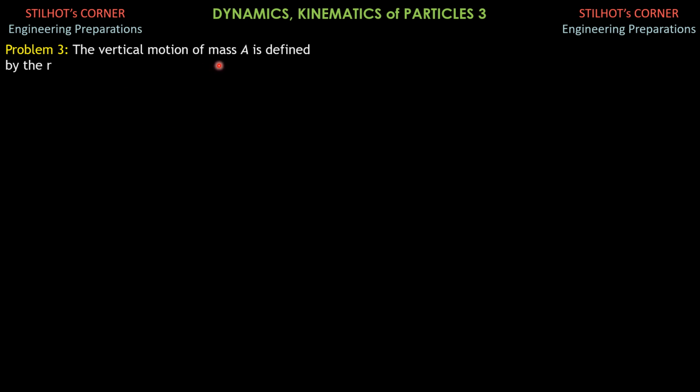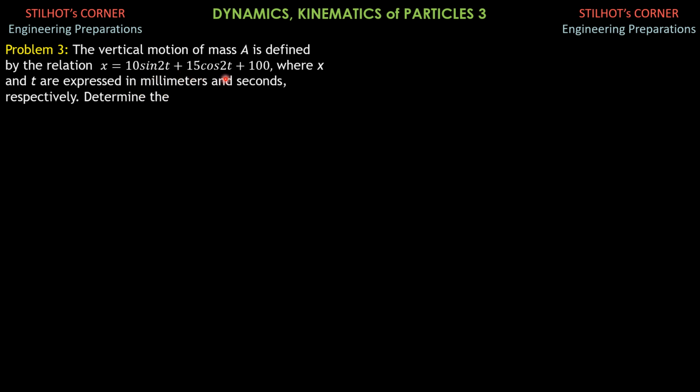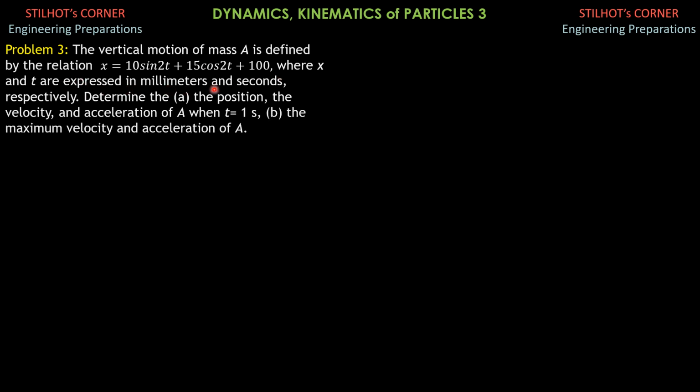The vertical motion of mass A is defined by the relation x equals 10 sine 2t plus 15 cosine 2t plus 100, where x and t are expressed in millimeters and seconds, respectively. And of course, this t here would be in seconds, and the angle would be in radians. So set your calculator in the radian mode.